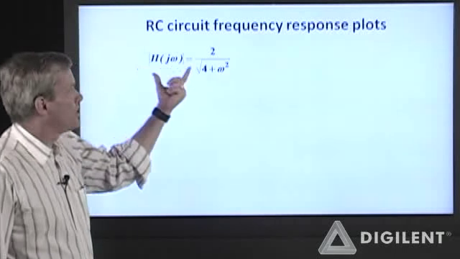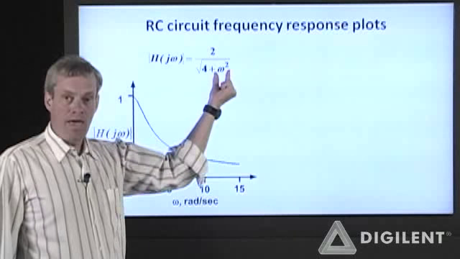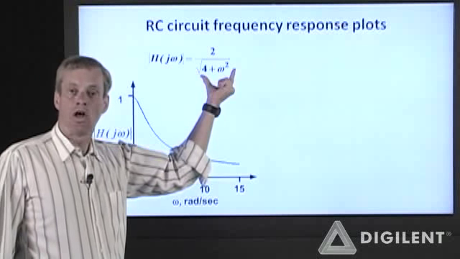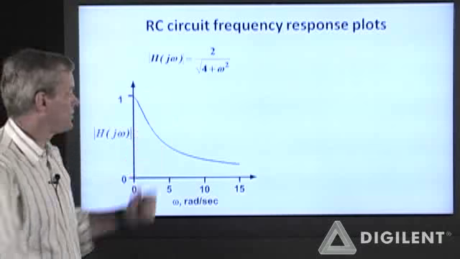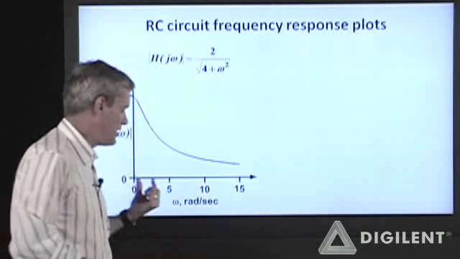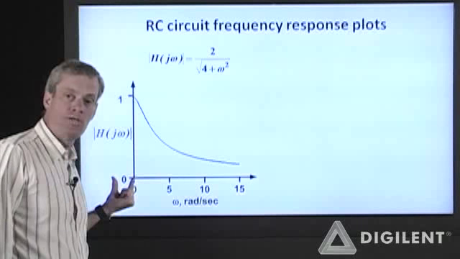If I plot this, it looks something like this. This sort of makes sense. If omega is 0, I have 2 over the square root of 4, which is 2 over 2, which is just a gain of 1 at 0 frequency. As I increase omega, the denominator gets larger and larger. The amplitude goes down. It will eventually decay to an amplitude of 0.